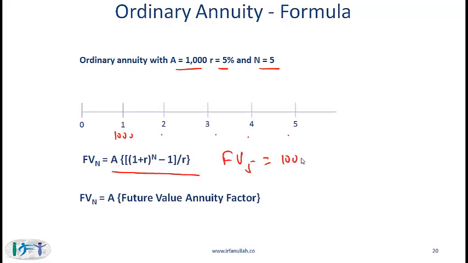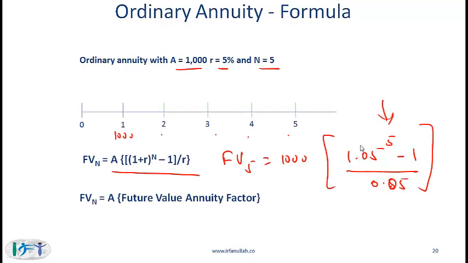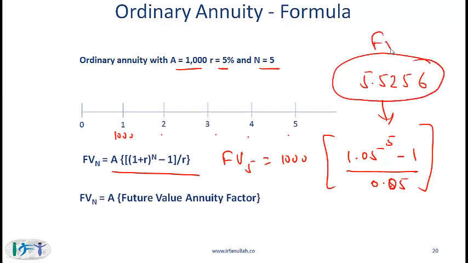A is 1000, and then (1 plus r), 1.05, this is the interest rate, raised to the power of 5, minus 1, divided by the interest rate, which is 0.05. This number in here is called the future value annuity factor. If you do the calculation, you should get 5.5256. So this is the future value annuity factor.